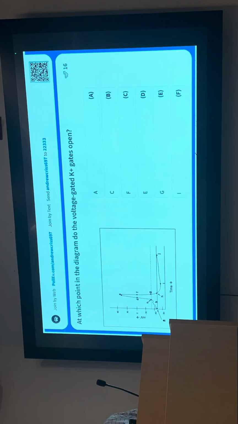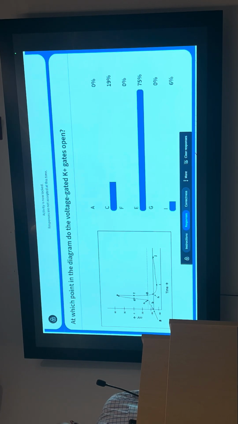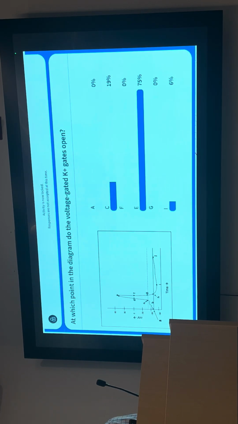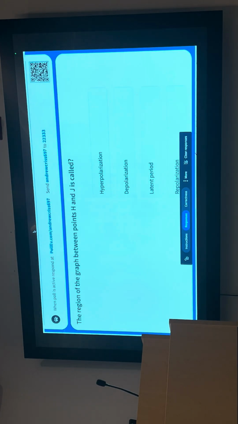Okay, so let's see where we're at. All right, good. So point E, very peak. Said that before. That is where sodium channels are closing. I know it's a little hard to see. That's an E. Not the clearest, I wish I could make it a little bit bigger. But the top of the peak is where sodium is closing and potassium channels are opening.